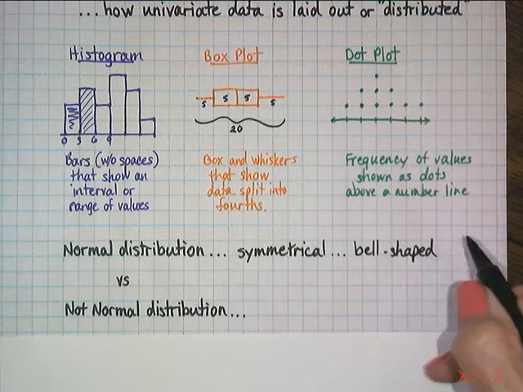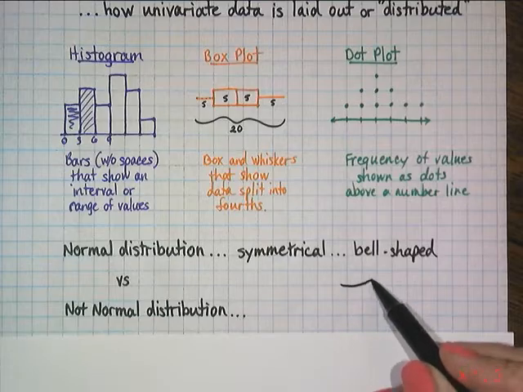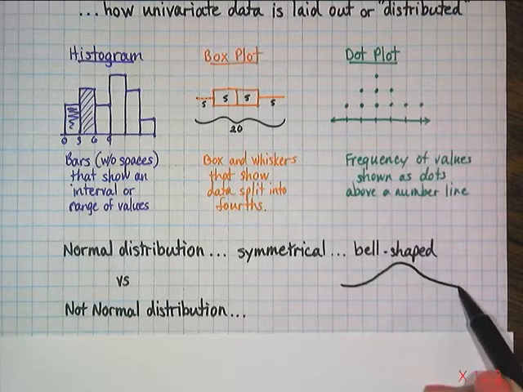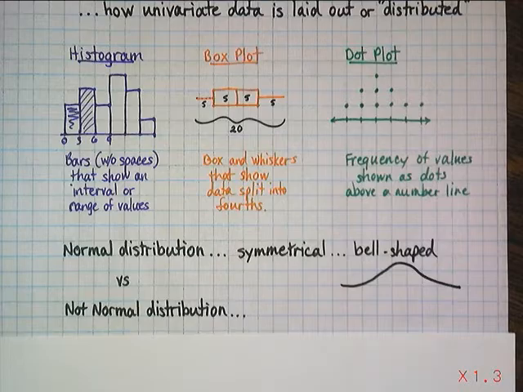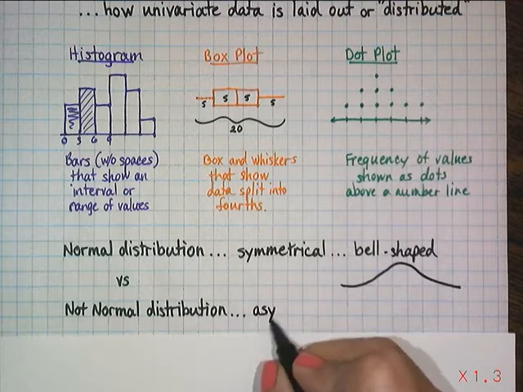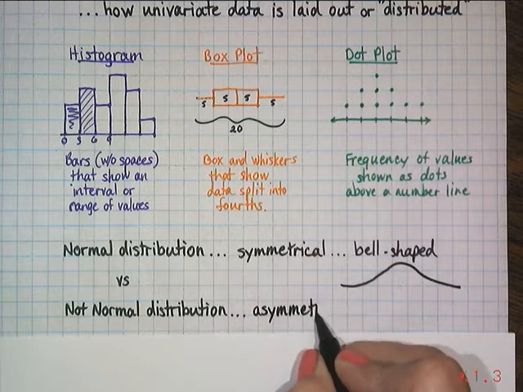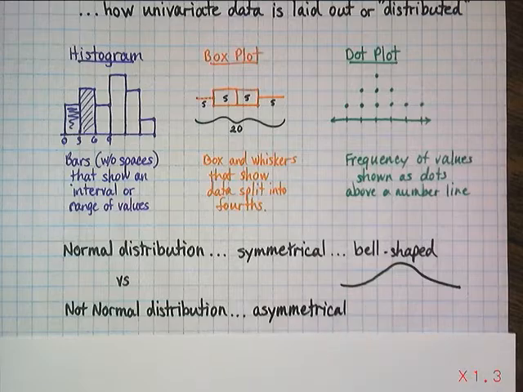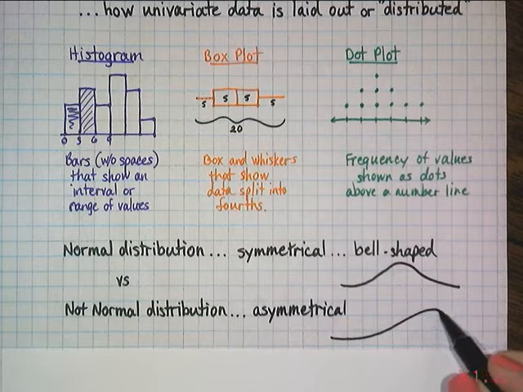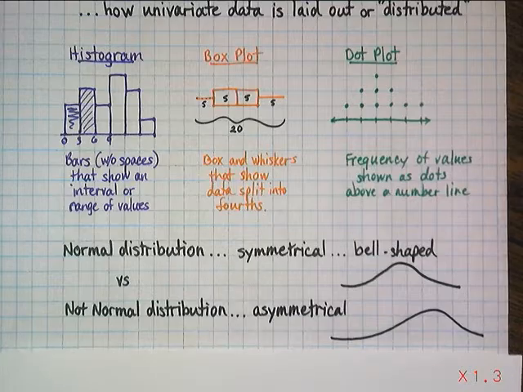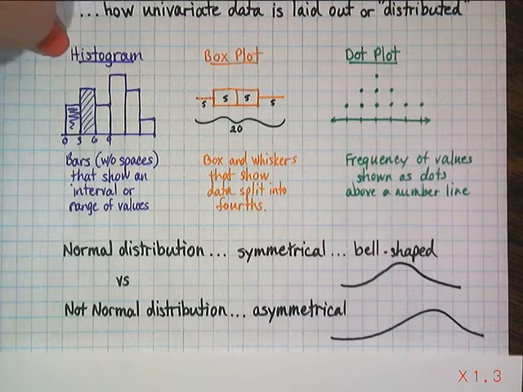Bell-shaped. You'll hear of a normal bell curve. Any data that's displayed like that, with this shape, is going to be considered normal. So not normal is going to be asymmetrical, not bell-shaped. It's going to have a tail on one end or the other, or it's going to be bouncing all around. All right, that's one way we can talk about normal versus not normal distribution.